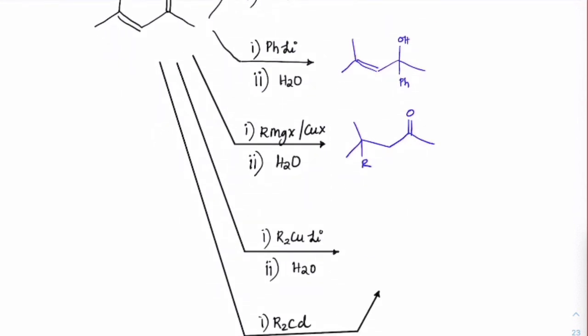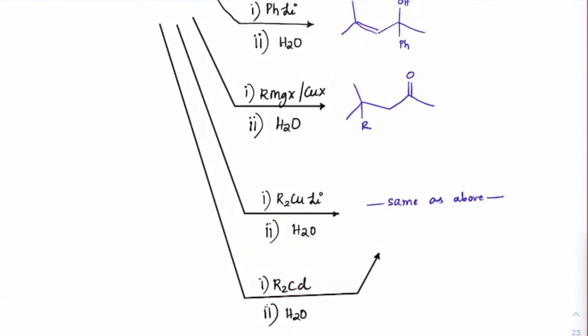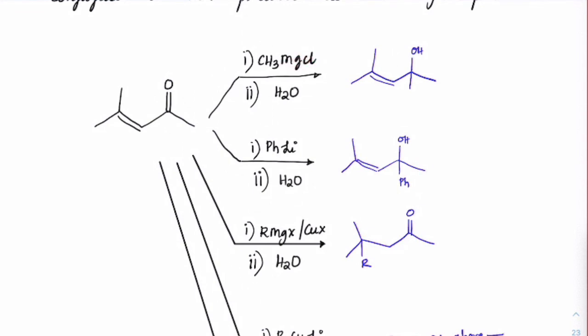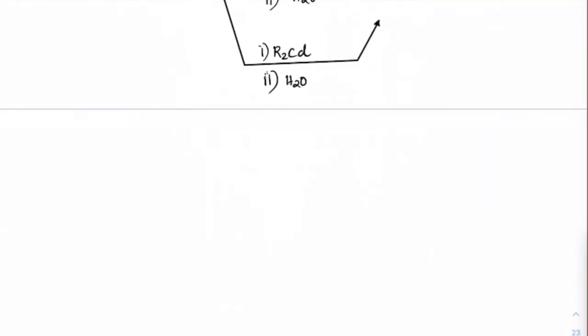Same is the case here. Either you write RMgX with CuX or R2CuLi, the same product. Even if you have R2Cd, the same product. Got it? So R2Cd, R2CuLi or RMgX with CuX, they all will give you conjugate addition. If and only if CH3MgBr, PhLi, that is RLi, is given, they will give 1,2 addition. This is the thermodynamically controlled reaction in the case of conjugated aldehydes or ketones.